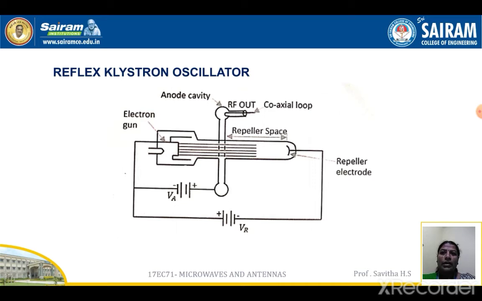The electron gun emits the electron beam which passes through the gap in the anode cavity. These electrons travel toward the repeller electrode, which is at a high negative potential. Due to the high negative field, the electrons are repelled back to the anode cavity. In their return journey, the electrons give more energy to the gap and these oscillations are sustained. The construction details you can see in the diagram.